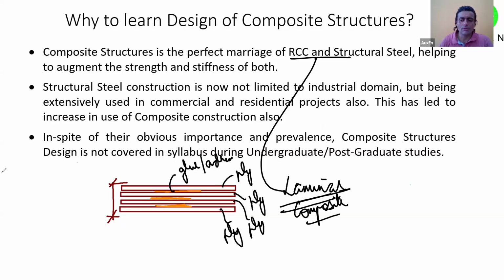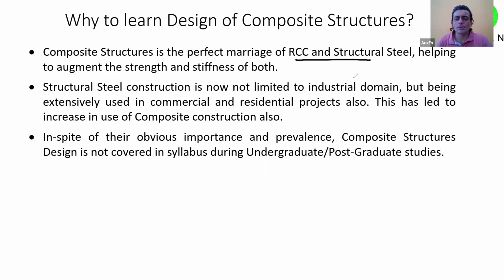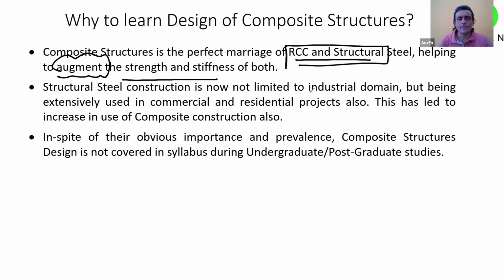We are going to talk about the composite where we are joining together the RCC and structural steel. And why do we do that? To get the best of both the materials in terms of strength and stiffness. You know all these things. And now you know that with the rise of structural steel construction in industrial, residential and commercial projects also, the composite construction has also started happening at a greater rate.